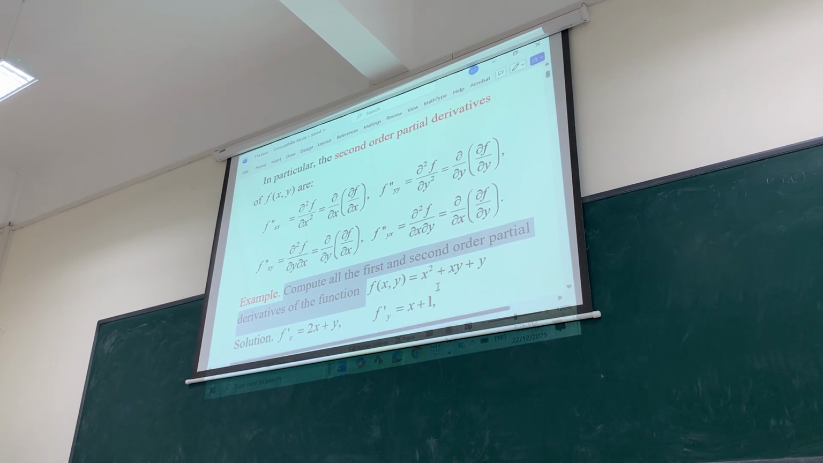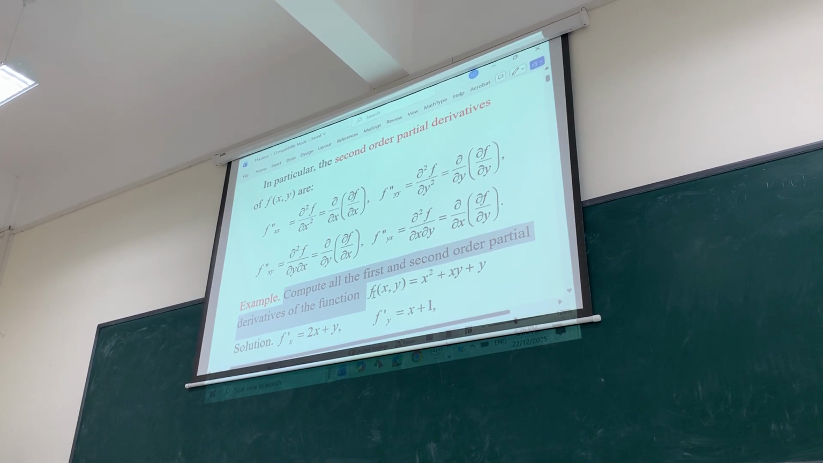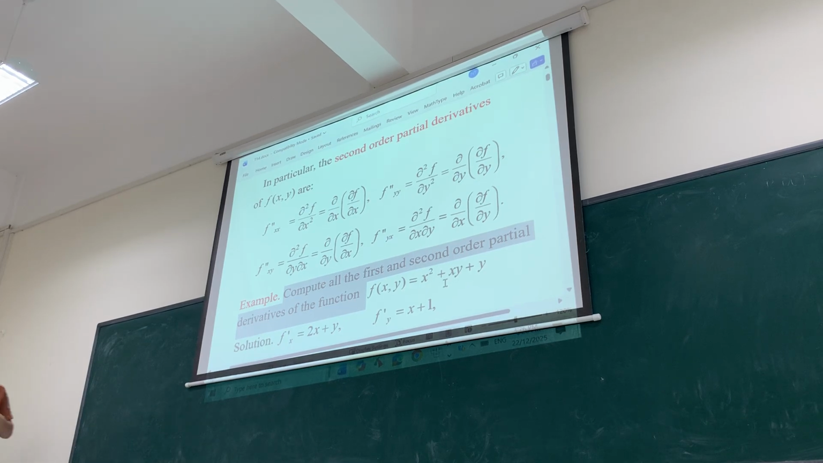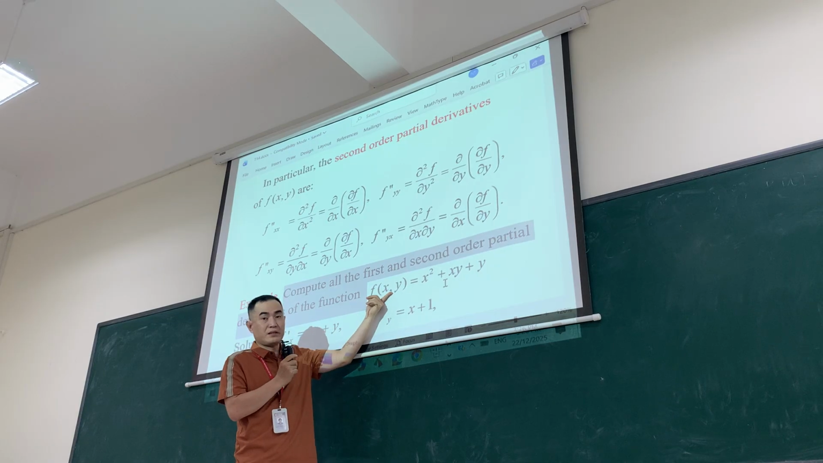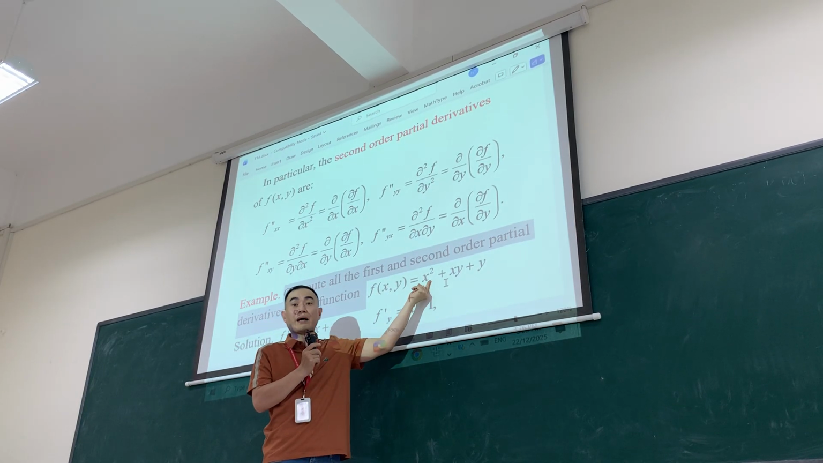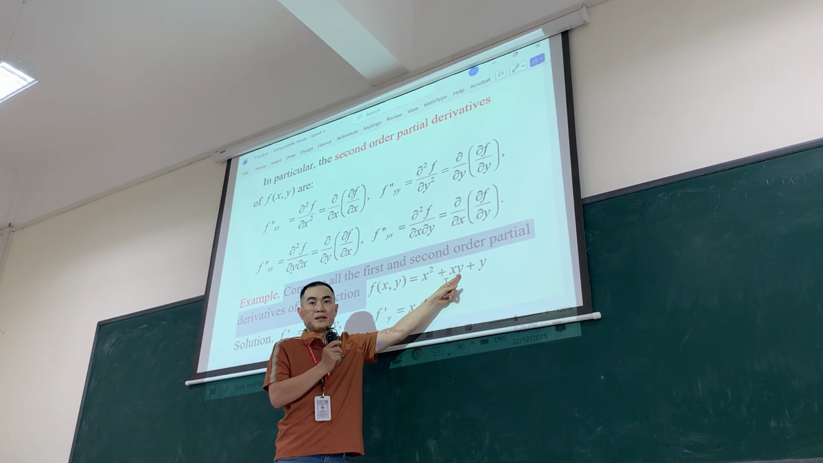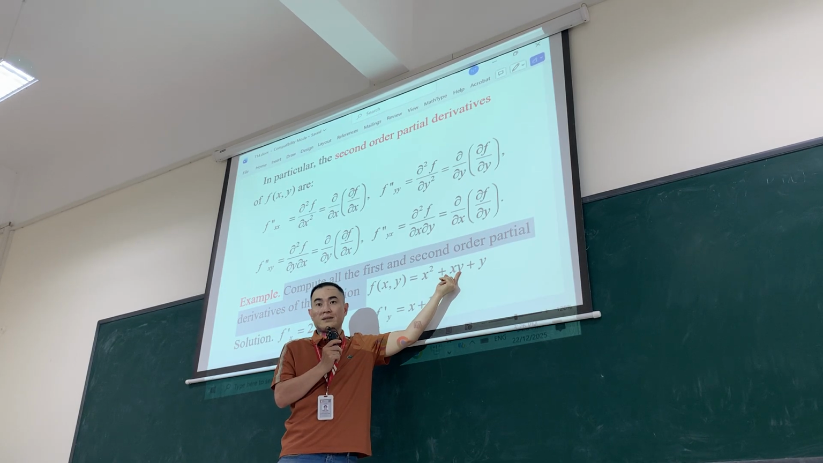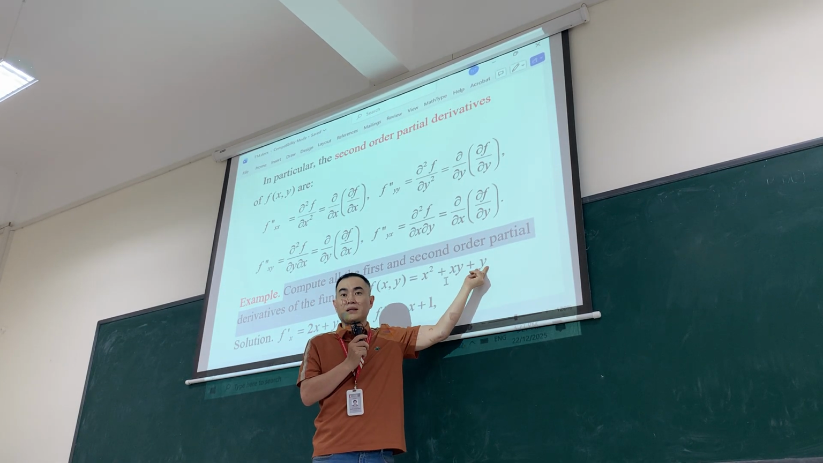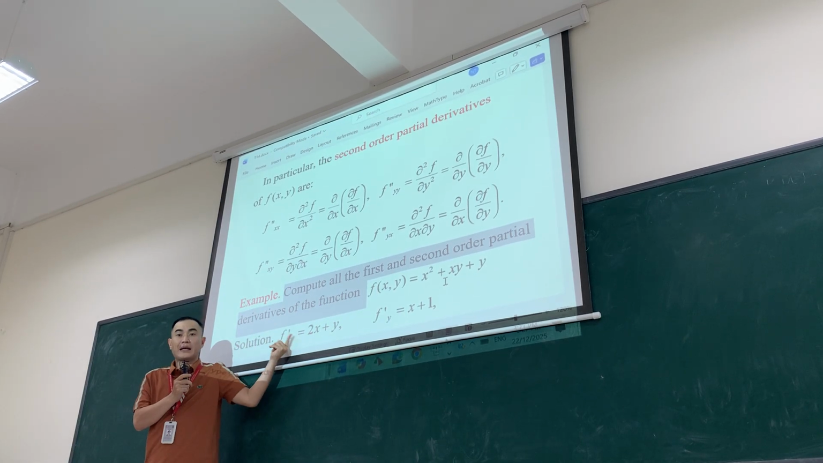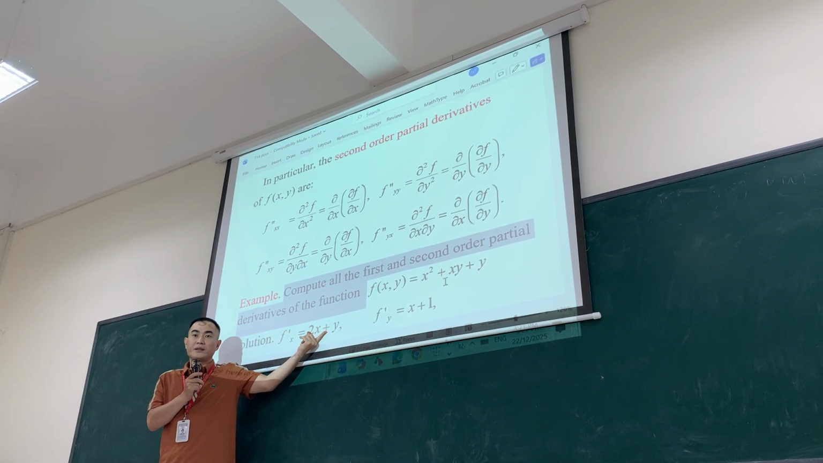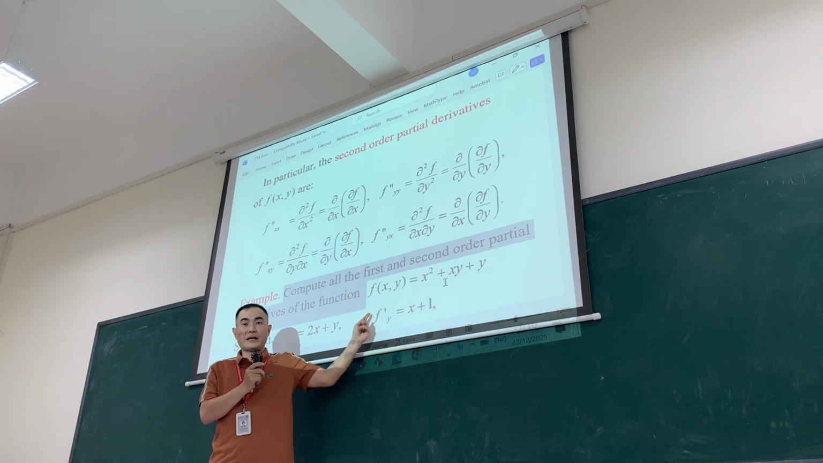When we consider y constant, it's very easy to estimate the derivative of the function f equal to x. When we consider y constant, we find the derivative. So the derivative of y, a constant, is 0. So we obtain f prime x. Similarly for f prime y.